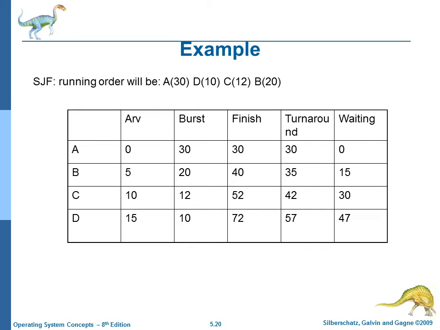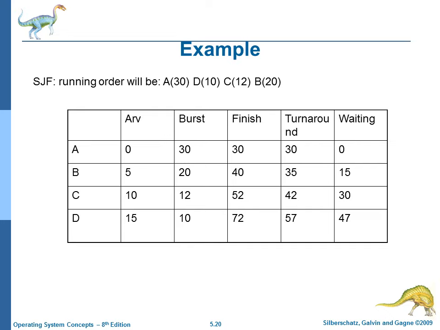If you try the same example on shortest job first, process A will start, because at time equals 0 we have only process A. It will work for 30 milliseconds. After that, we have 3 processes in the ready queue, B, C and D. The shortest one among them is D, so D will work for 10 milliseconds. After that, we have 2 remaining processes, B and C. Process C has the shortest burst time, so C will work for 12 milliseconds, and at the end process B will work for 20 milliseconds.